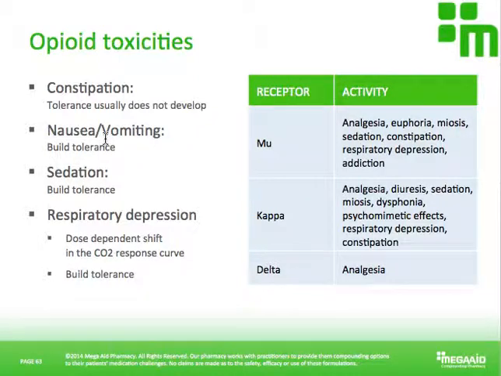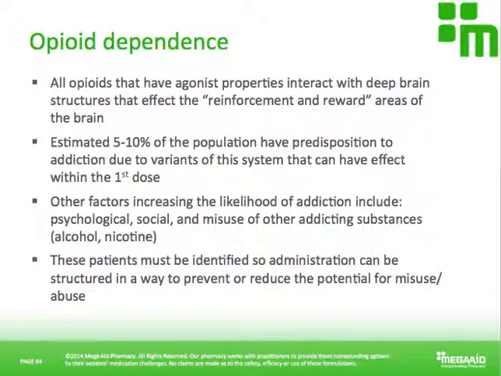Also, nausea and vomiting, sedation, and respiratory depression is a very dangerous potential adverse effect of using opioids. Also, opioid dependence, we talked about it briefly, but all opioids have agonist properties that basically interact with deep brain structures that affect the reinforcement and reward. So that means that an estimated 5 to 10% of the population actually have a predisposition to addiction. And other factors that are going to increase your likelihood are use of other addicting substances, for example, alcohol, nicotine, and of course, social and psychological factors.